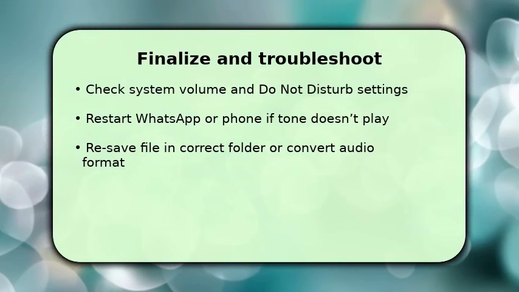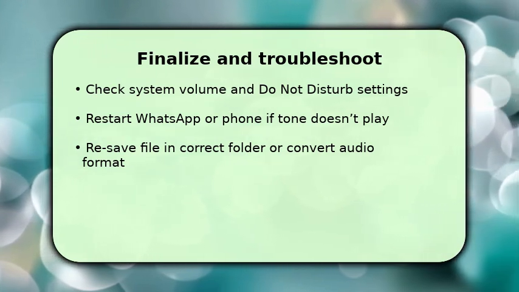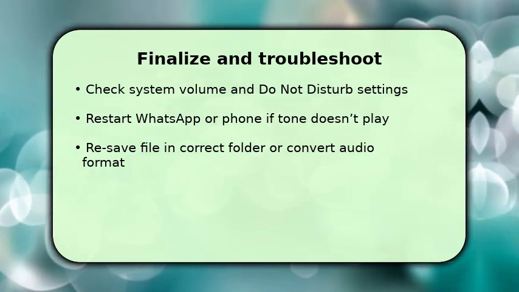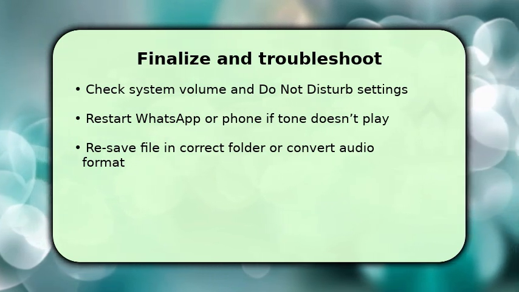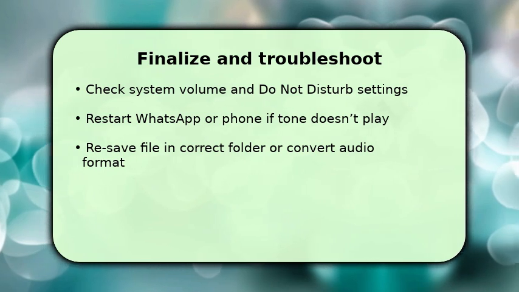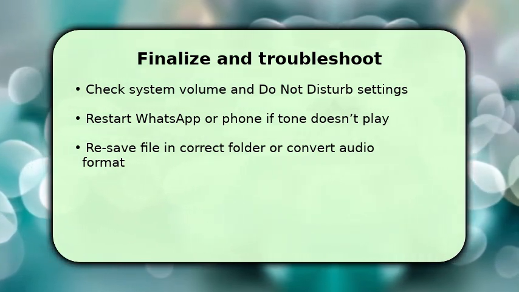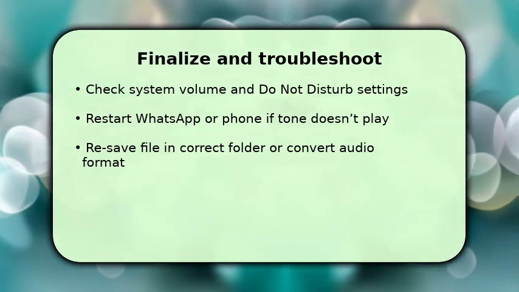Finish by ensuring your phone's media and notification volumes are up and Do Not Disturb is off for WhatsApp. Test with a message. If you don't hear the new tone, restart WhatsApp or reboot the phone first. If that fails, confirm the audio file is in the Notifications or Ringtones folder and in a compatible format like MP3 or M4A. Convert if needed. Finally, reassign the tone in WhatsApp and test again. This resolves most issues quickly.